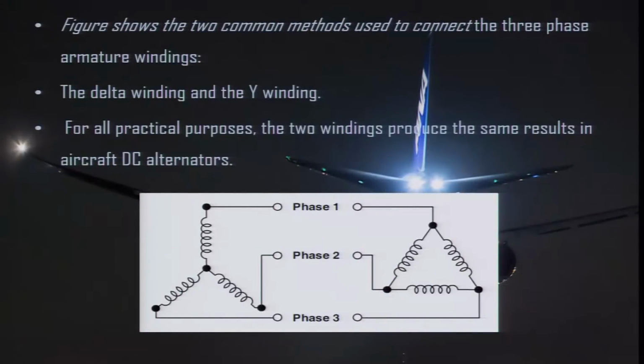Now, in this figure you can see 2 common methods used to connect the 3-phase armature windings, the delta winding and the Y winding. In both cases, the windings produce the same results in aircraft DC alternators.